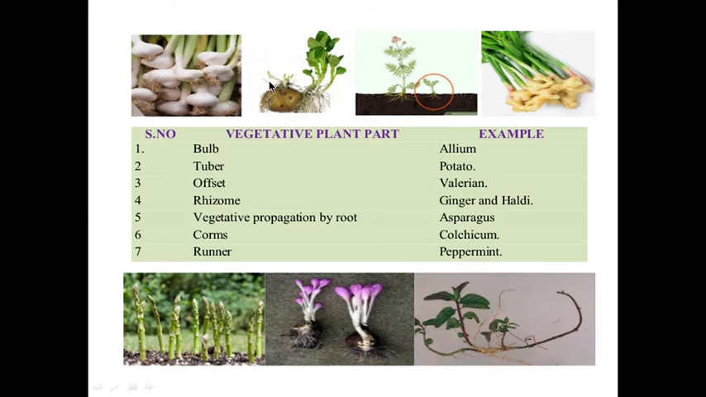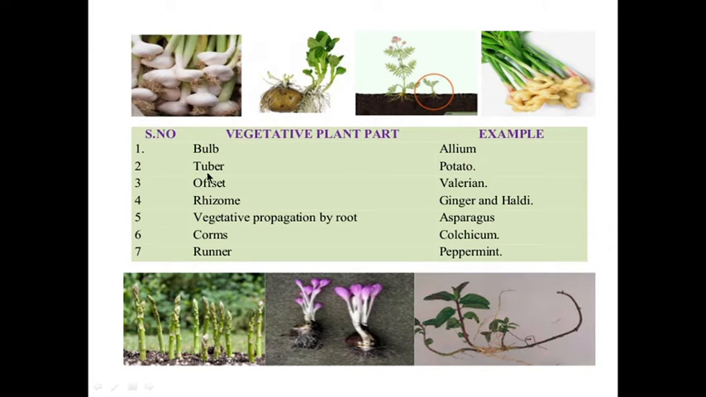What are tubers? Tubers are the thickened underground part of stem or rhizome, which get thickened due to storage of food material, and this thickened stem part is known as tuber, and that tuber is used for formation or regeneration of a new plant in case of potato.